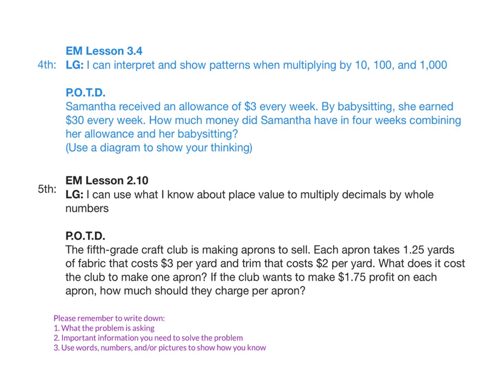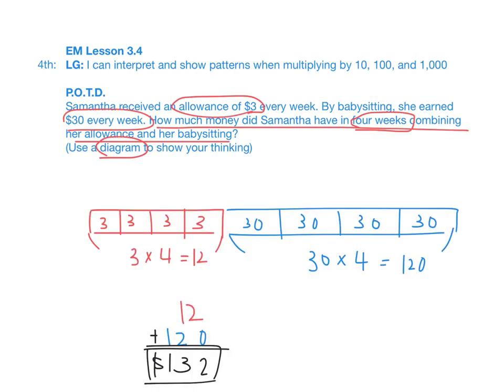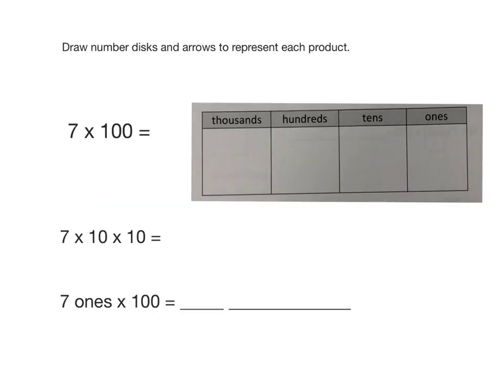But before we get into that, we're going to go back to all the way what we learned in Module 1 about place value, about the ones place, the tens place, the hundreds place, the thousands place, etc., and how those place values are related to help us look for patterns about multiplying by tens, hundreds, and thousands. The directions ask us to draw number discs. Number discs are simply dots, okay, and arrows, to represent each new product.